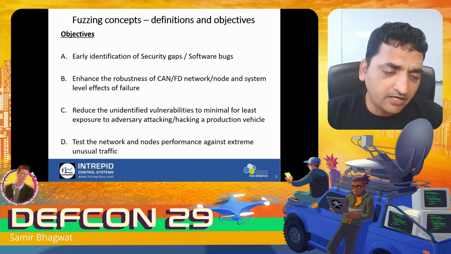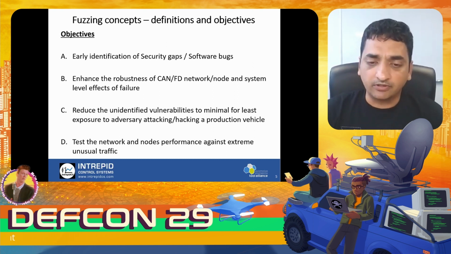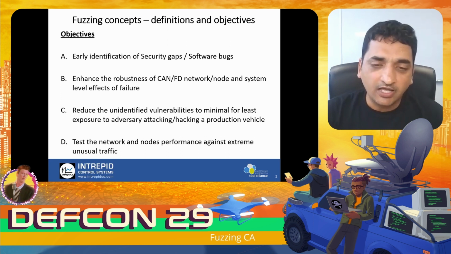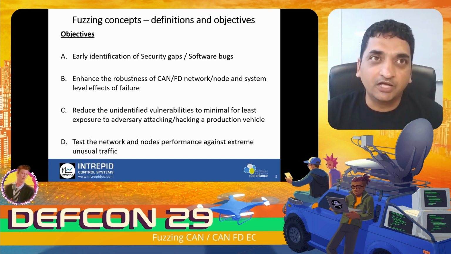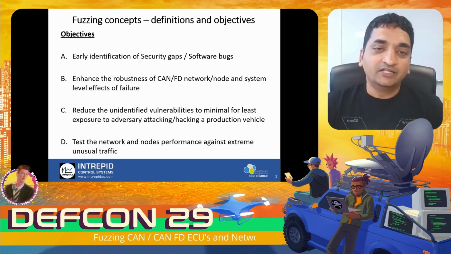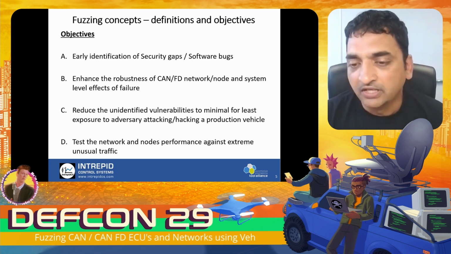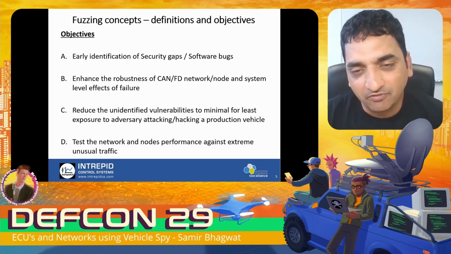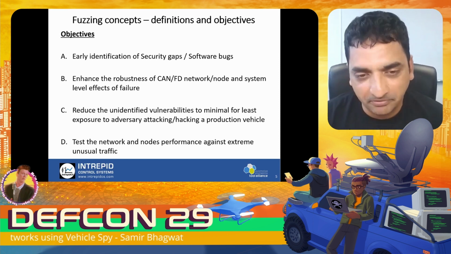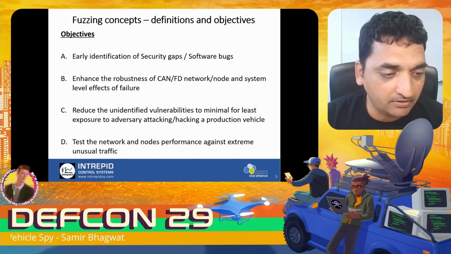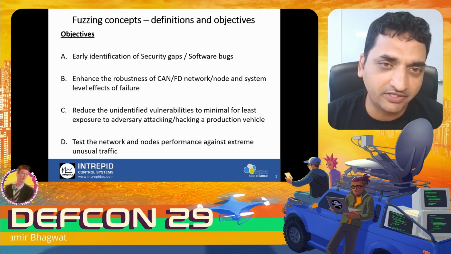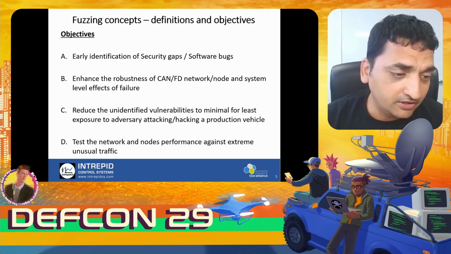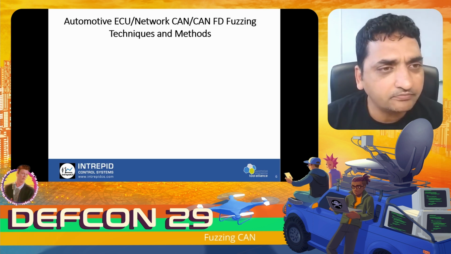Lastly, it's great to just test the network and node performance against extreme, I would say, unusual traffic. In itself, it brings robustness. So adding robustness to the in-vehicle network performance is an extremely useful technique. And that's why penetration testing using CAN fuzzing is gaining more ground.